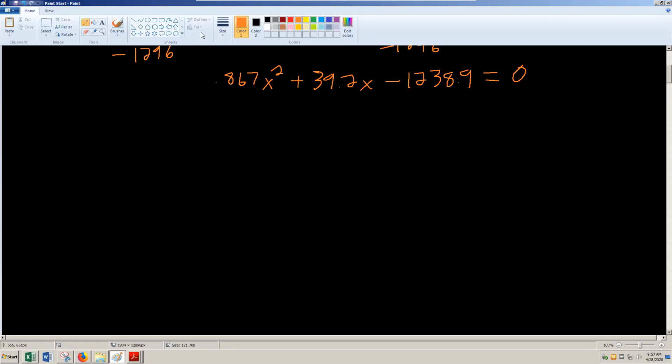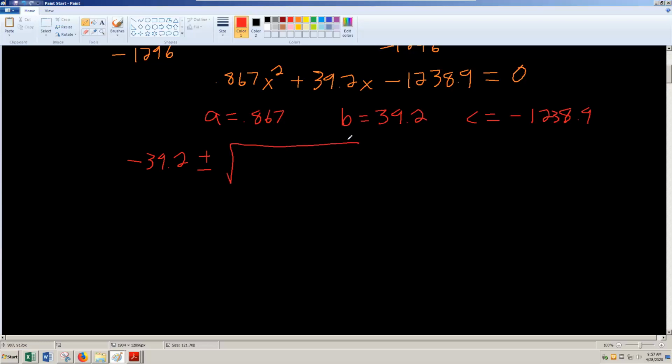Oops, too much. So when I'm looking for A, B, and C values here, my A value equals 0.867. My B value equals 39.2. And my C value equals negative 38.9. So I'm going to set this up. So I'm going to do negative B, which is negative 39.2, plus or minus. Now I've got my B squared value, so 39.2 squared.